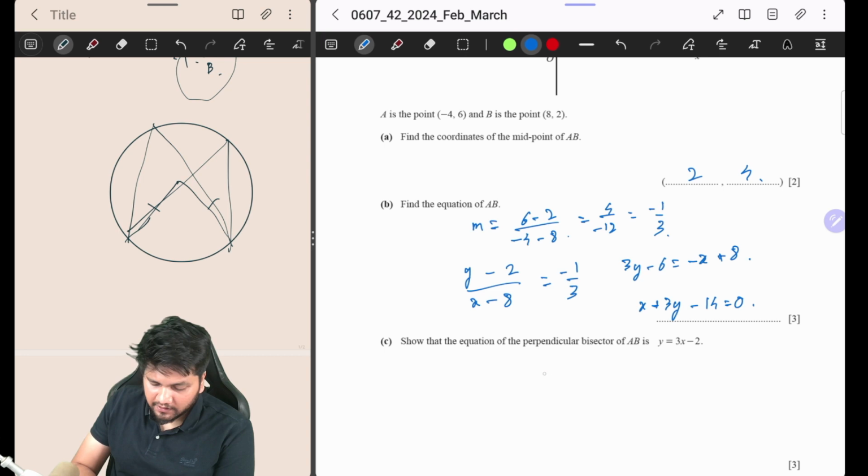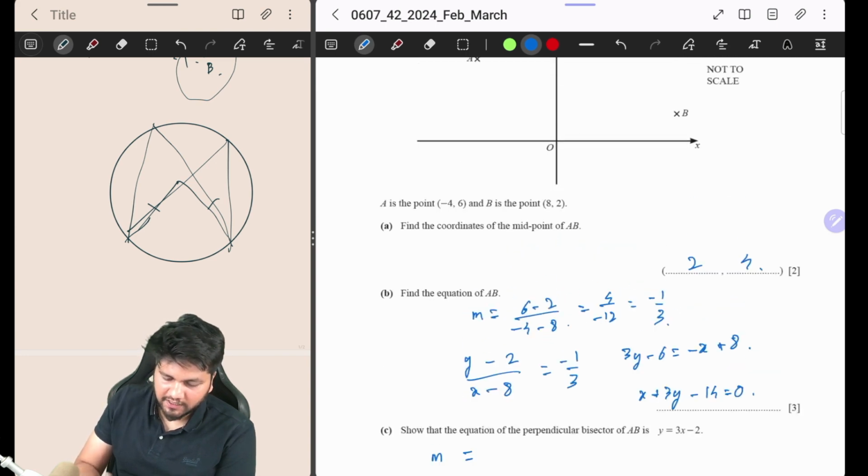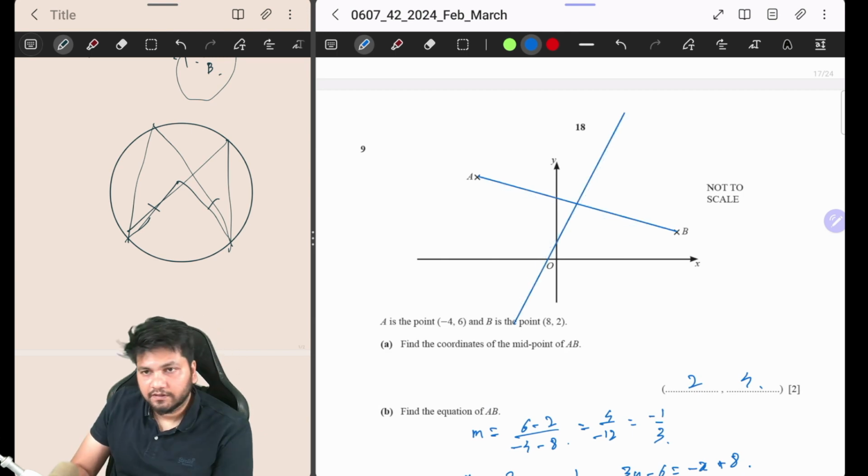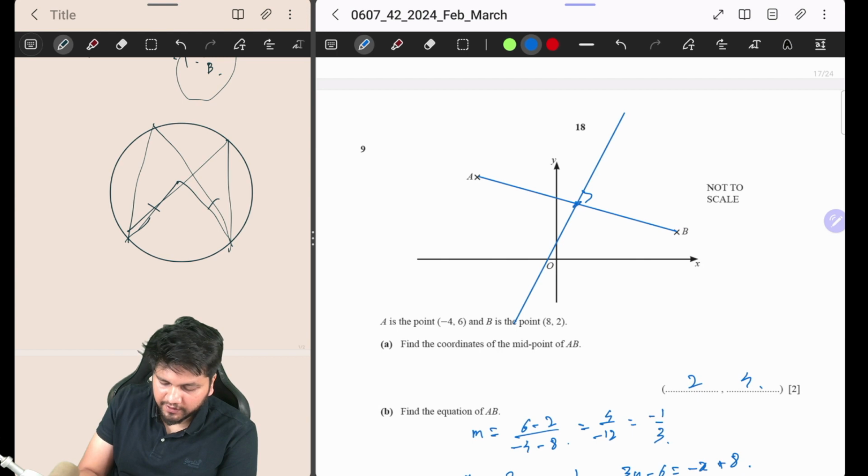So here, obviously, the gradient of the perpendicular bisector would be what? You just reciprocate and change the sign, because of course AB is this, and the perpendicular bisector will go somewhat like this. Correct? So we know the midpoint coordinate also now, 2, 4.